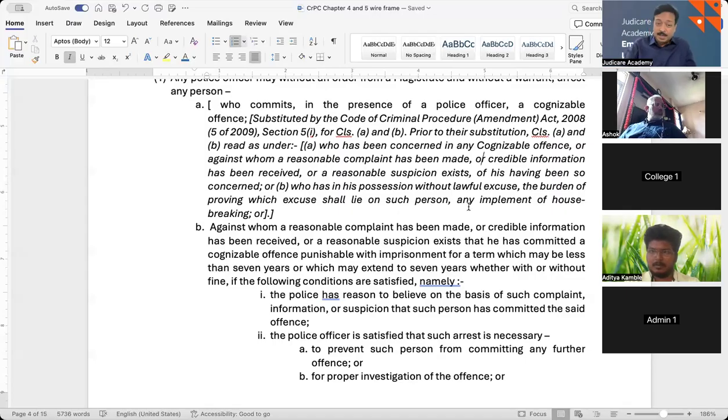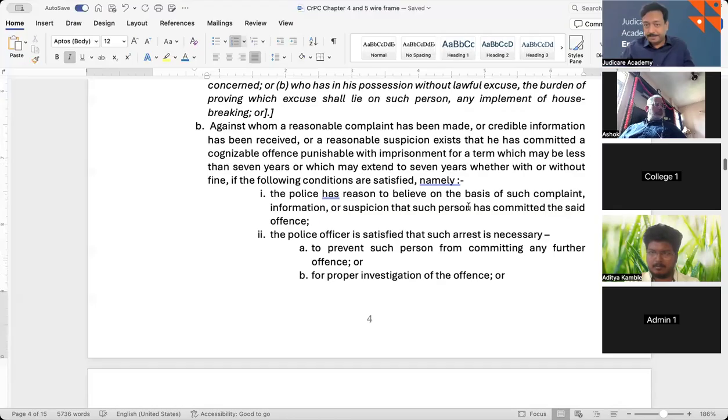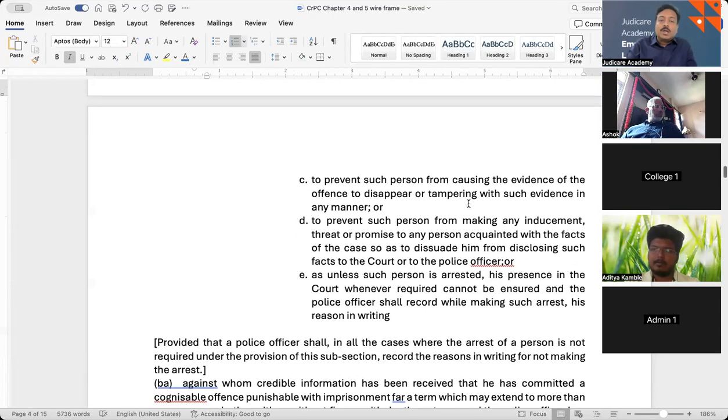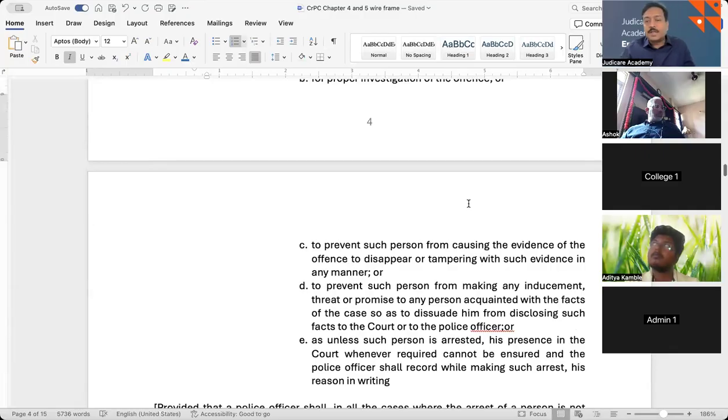Now, what are the additional conditions? The police have reason to believe, on the basis of such complaint, information, or suspicion, that such person has committed the said offense. The police officer is satisfied that such arrest is necessary to prevent such person from committing any further offense, and for proper investigation of the offense, or to prevent such person from causing the evidence of the offense to disappear or tampering with such evidence in any manner.